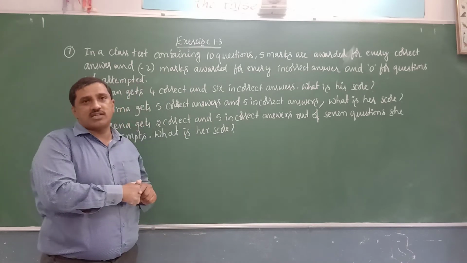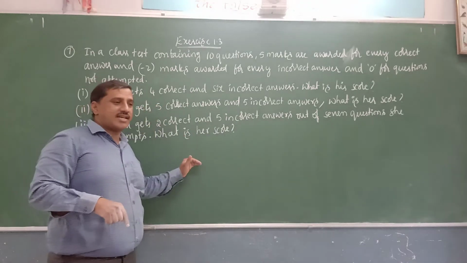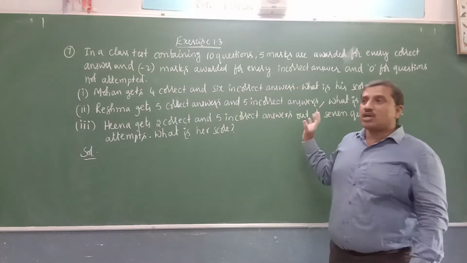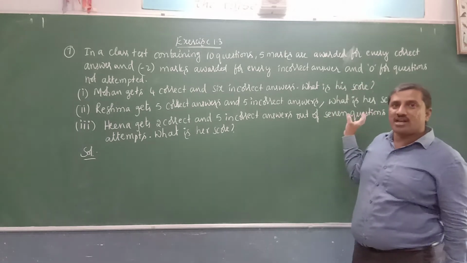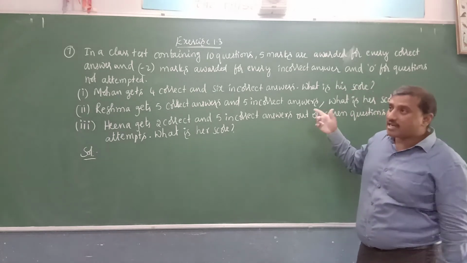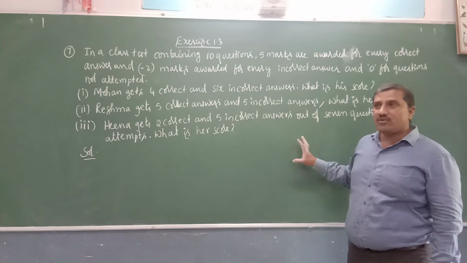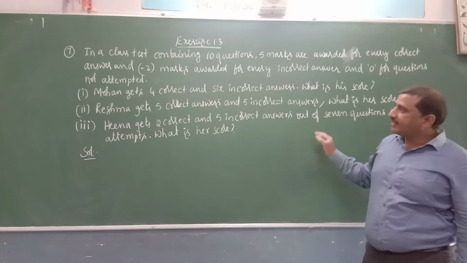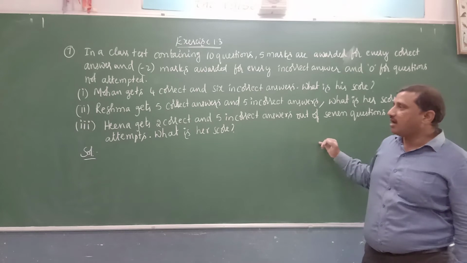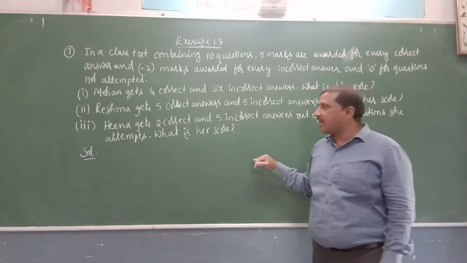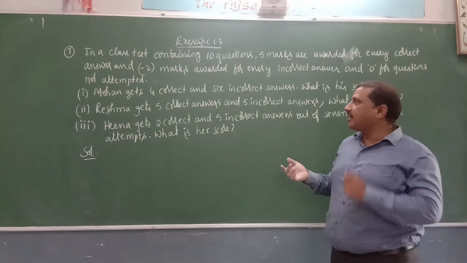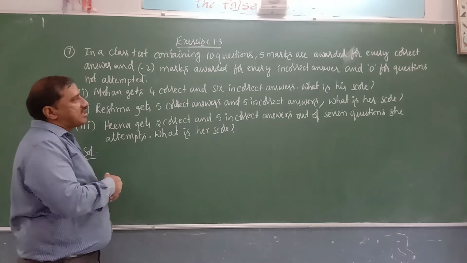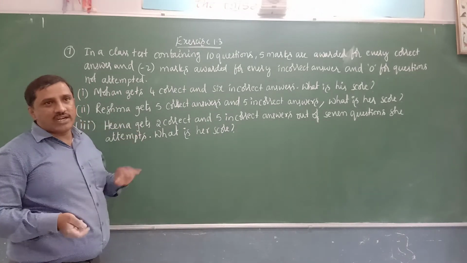Here 3 types of questions are there: questions with correct answers, questions with wrong answers, that is incorrect answers, and questions which are not attempted. How many marks are given for questions not attempted? It is 0. For a correct answer, it is 5. And minus 2 marks for every incorrect answer. Now there are three students: Mohan, Reshma, and Hina. They have attempted this test, and they got different results. How many questions they wrote correct and how many wrong. Then we need to find their scores.